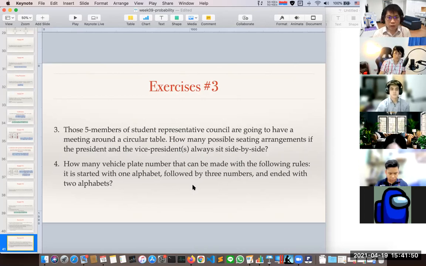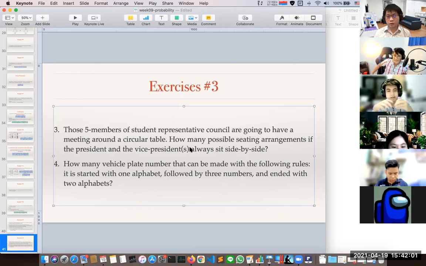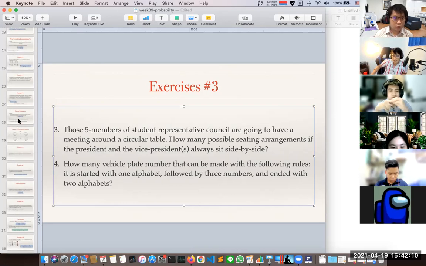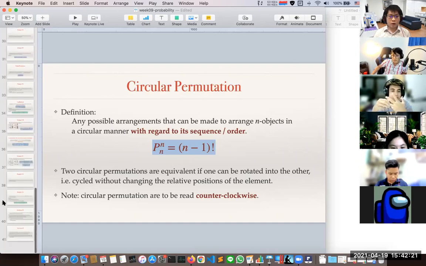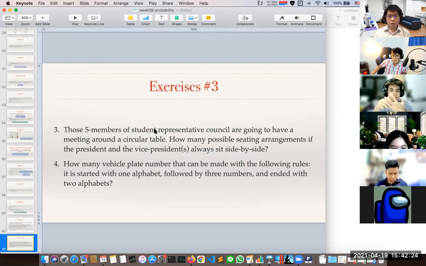No, it will be different, because, let's look at here. Actually, number 3 is quite tricky. So you cannot just assume that. Let me go back to the circular permutation here, this one, right? For the circular permutations, the formula is n minus 1, with n the number of elements in the circular order. However, in question number 3 here, we have 5 members, and how many possible sitting arrangements if president and vice presidents always sit side by side.